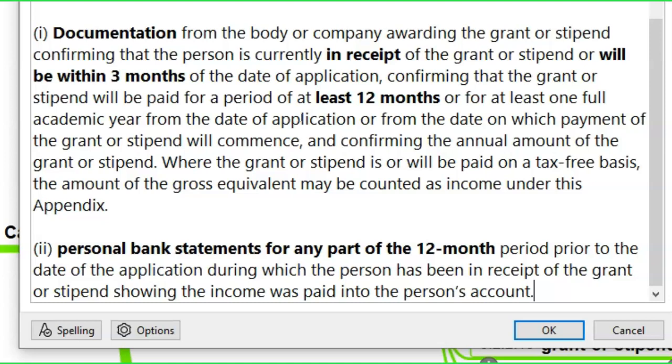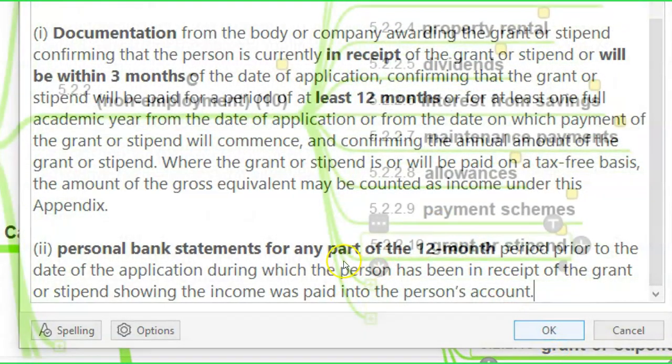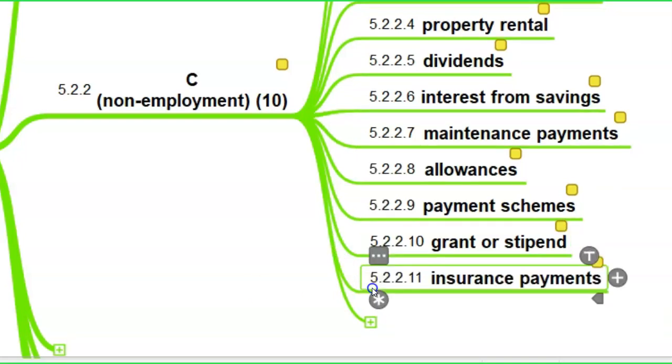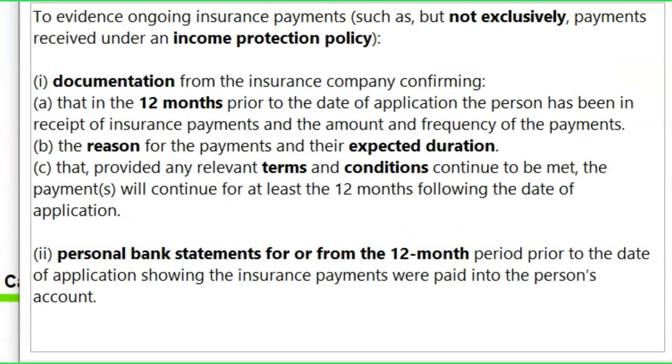And also they have to be very specific with regards to the date on which these payments will commence. And then the second piece of evidence which you'll need to provide is your bank statement confirming that you were in receipt of this grant or stipend. And obviously, if you're about to start receiving this, then the bank statements will not be showing this. So you have to be very clear and specific with regards to this when preparing a letter in support of your application.